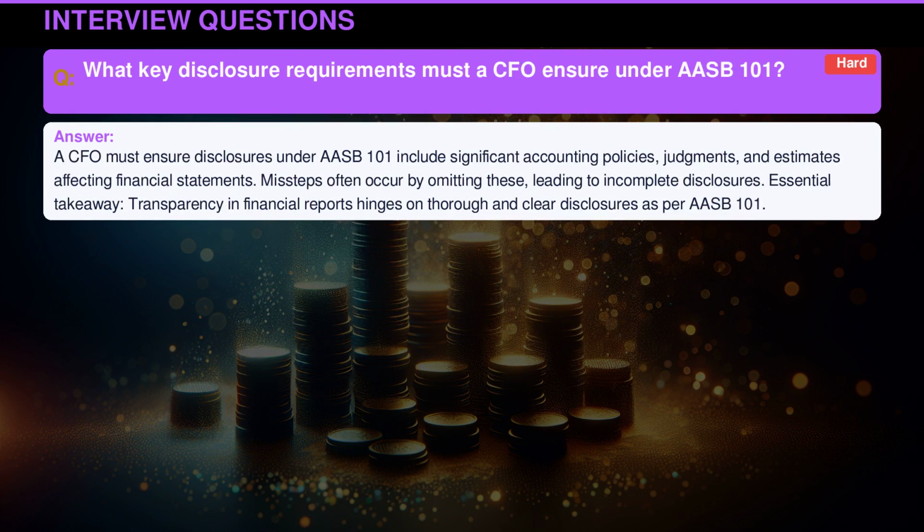A CFO must ensure disclosures under AASB 101 include significant accounting policies, judgments, and estimates affecting financial statements. Missteps often occur by omitting these, leading to incomplete disclosures. Essential takeaway: transparency in financial reports hinges on thorough and clear disclosures as per AASB 101.